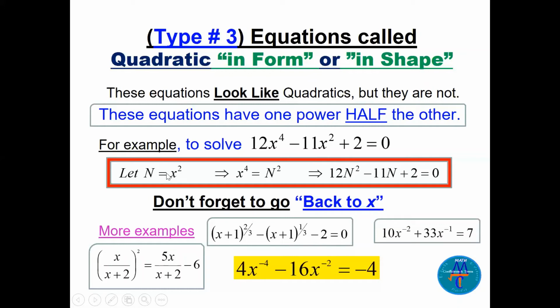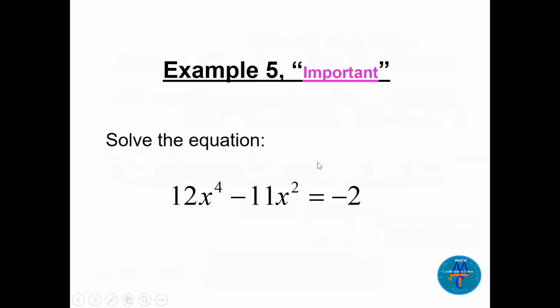Now, usually we say we change the variable. We take the smaller power of x, here x squared, and we say let n be equal to that. You square both sides, then the equation becomes 12n squared minus 11n plus 2, which is quadratic. Now I will explain this in detail in this example here. Same example, guys, same numbers: 12 x power 4 minus 11 x squared is equal to minus 2.